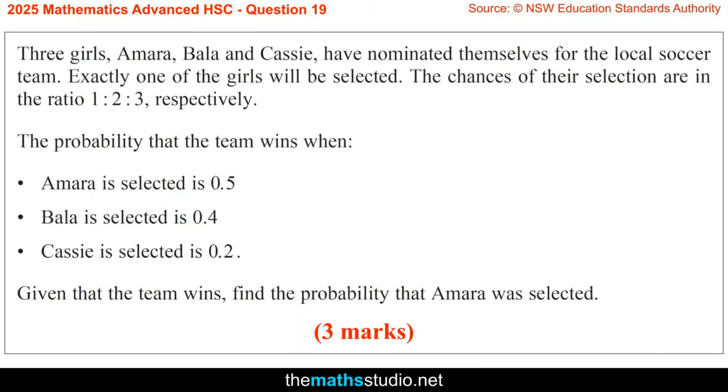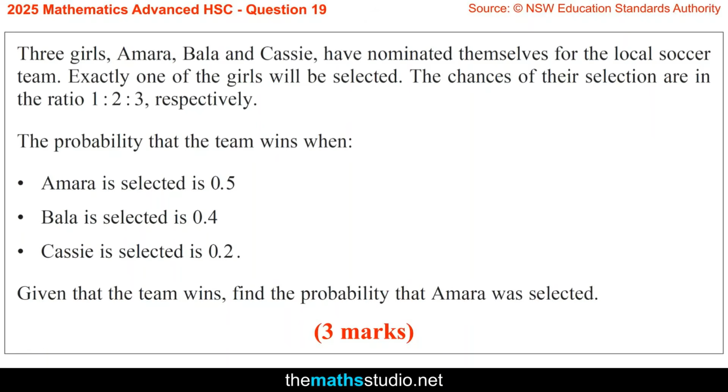Question 19. 3 girls, Amara, Bala and Cassie, have nominated themselves for the local soccer team. Exactly one of the girls will be selected. The chances of their selection are in the ratio 1 to 2 to 3 respectively.